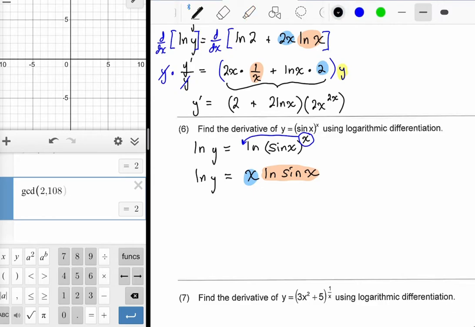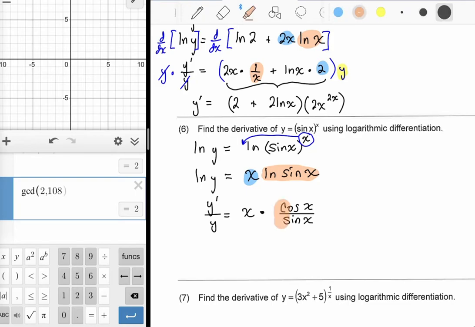Going to take the derivative of both sides, so y prime over y is equal to first times the derivative of the second. A shorthand way of thinking about this is, whenever you're taking the derivative of a natural log, it's the derivative of whatever is inside the natural log divided by whatever is inside the natural log, right? So the derivative of sine is cosine, and that would be over a sine. So first times the derivative of the second.